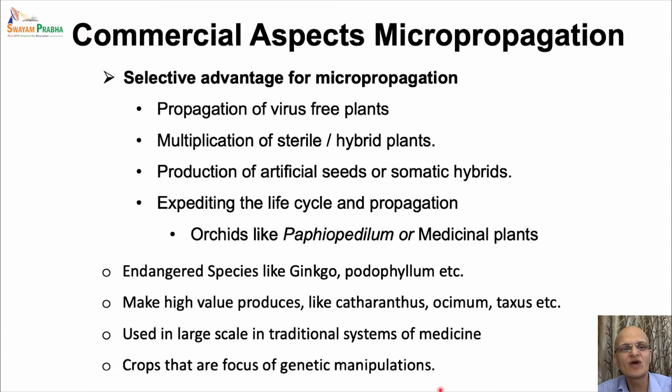And finally, the crops that are in the focus of genetic manipulations. Now, these genetic manipulations can be for a variety of purposes. It may be for improving the overall yields, or improving the nutritional component of the seeds, or maybe just to make them robust or resilient to the biotic or abiotic stress factors to which these are exposed. So basically, selective advantage is very important for a successful micropropagation setup.